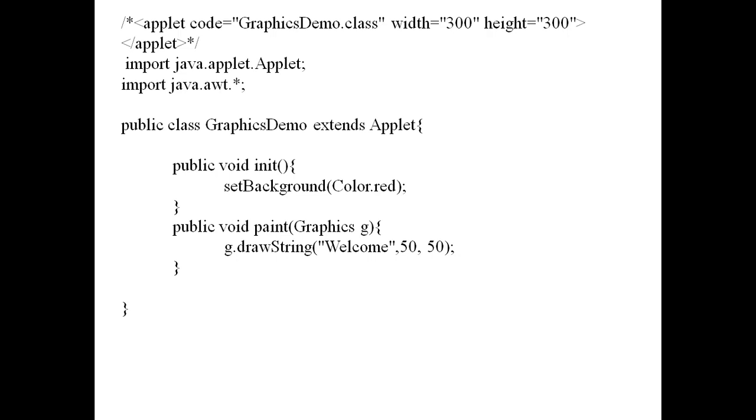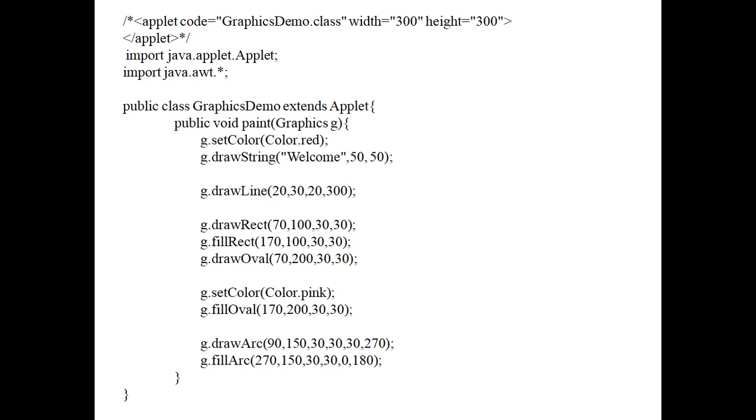The x and y coordinates are determined from the leftmost corner of the applet window, which is 0 pixels. So at 50 pixels x coordinate and 50 pixels y coordinate, the string welcome will be printed on the screen. Now this is a full program with different graphics methods. In this program, I have used the drawString method, so welcome is printed at 50, 50.